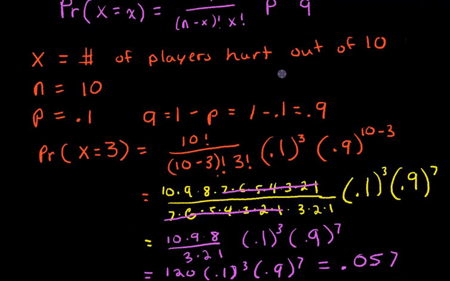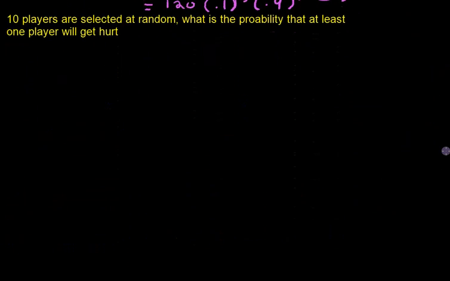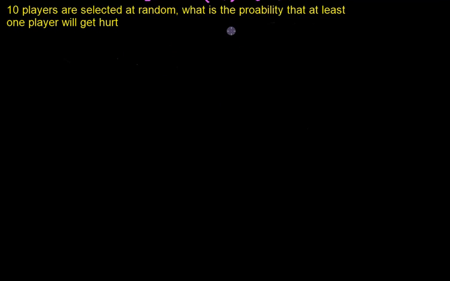All right, let's do another example. So players are selected at random. What is the probability that at least one player will get hurt? All right, so let's think this through. So still the same scenario. The probability of getting hurt is 0.1. Okay, so x is still the number of players out of 10 that get hurt.